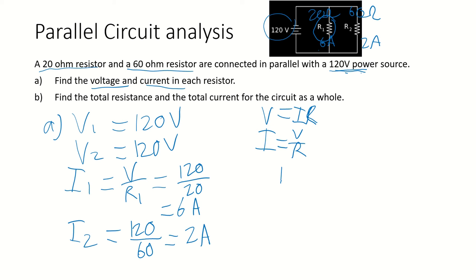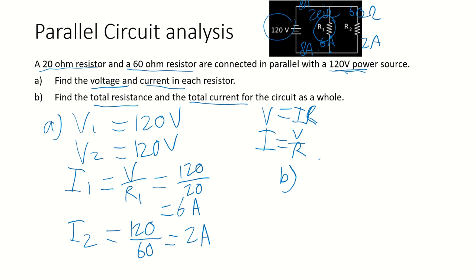Now, part B, find the total resistance and the total current for the circuit as a whole. So before we calculate it though, what should we get? If we have 6 amps and 2 amps flowing through here, when they add together here, we should get 8 amps. And then we should have had 8 amps here flowing in, breaking off into 6 and 2. So when doing our calculations, we can use it as a check.